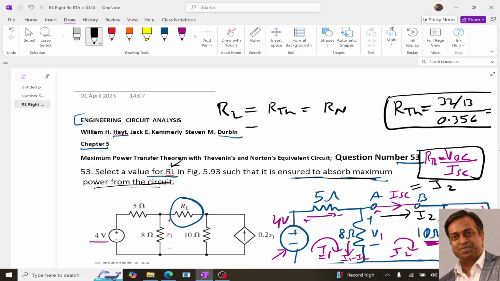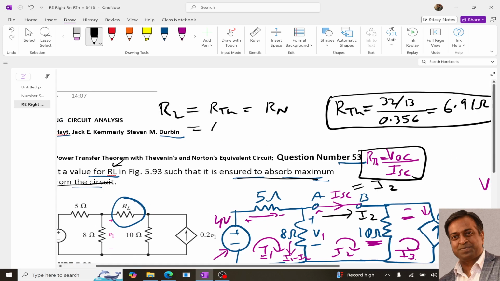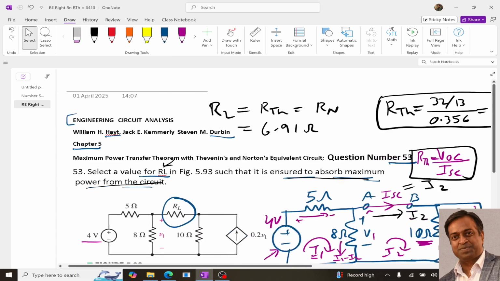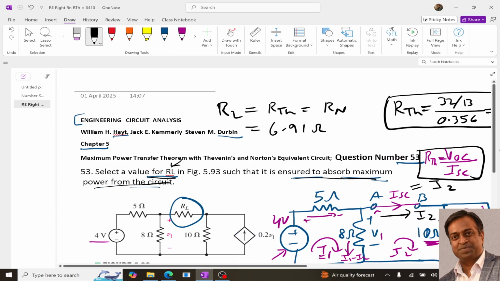And we found that the Thevenin resistance value is 6.91 ohms. So it means the answer to this question is that the RL value should be 6.91 ohm to make it absorb the maximum power from the circuit, right? So this is all for this particular problem number 53.